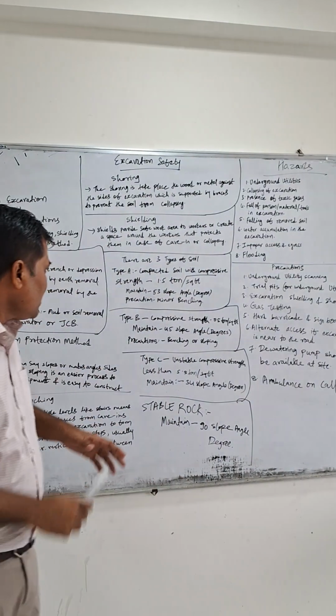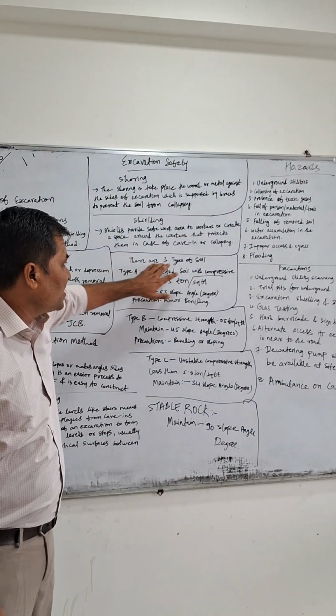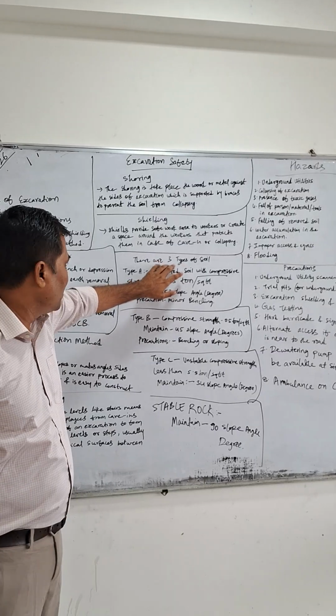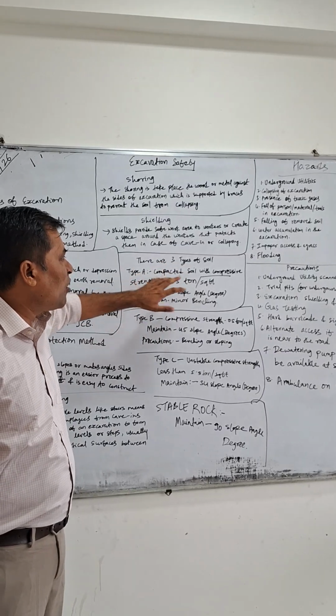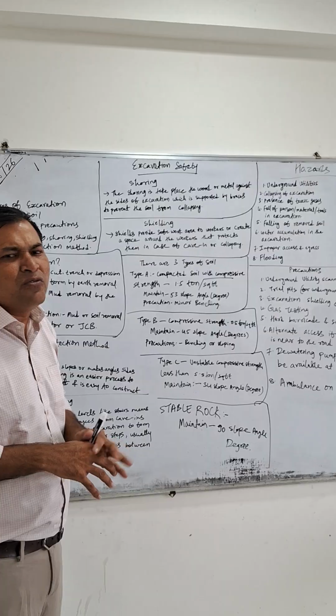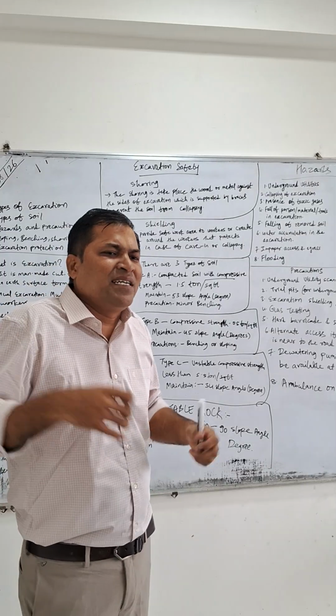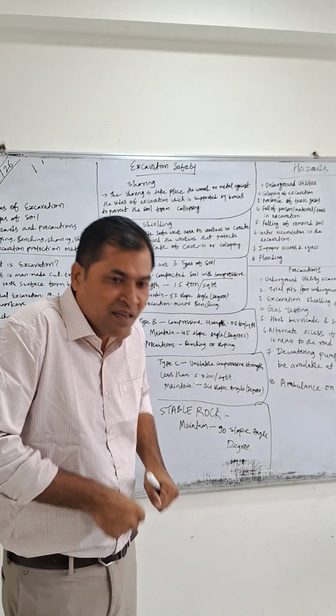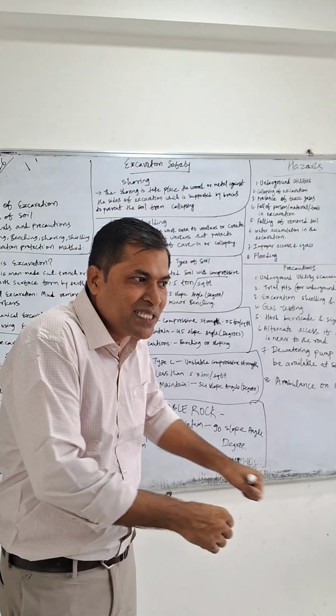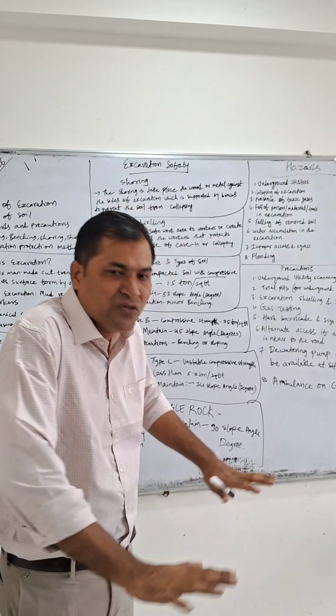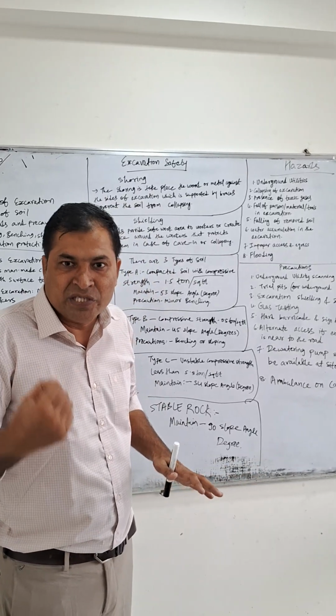Understood? Now we'll discuss the types of soil. There are 3 types of soil. First is type A. It is compacted soil with compressive strength. How will you compact? With the help of a compaction machine, which can compact the mud in the same zone. Once you compact it, you will know whether the mud is tough or not.